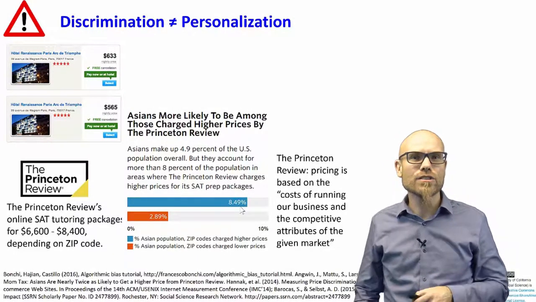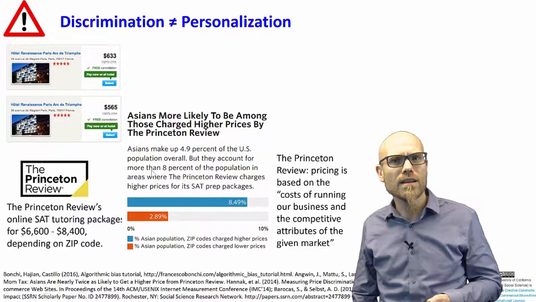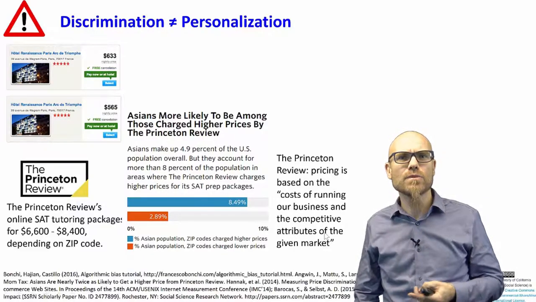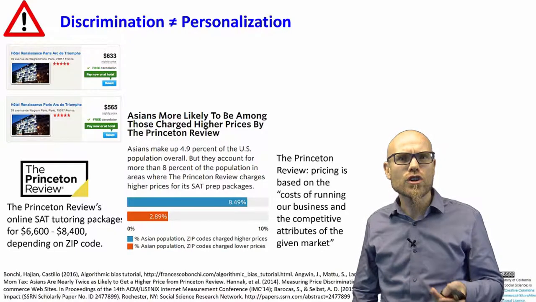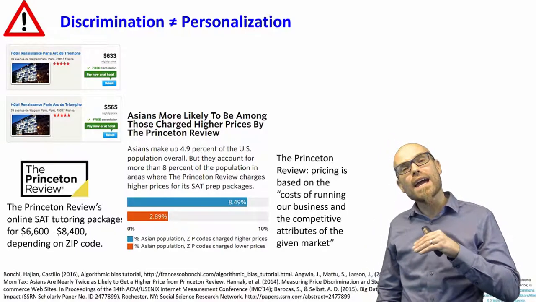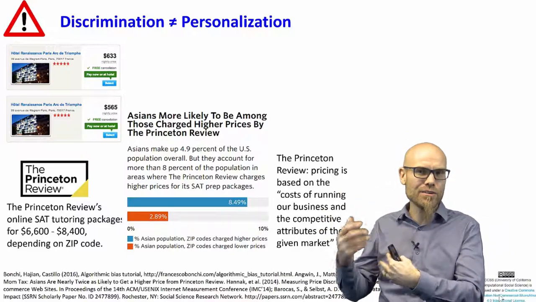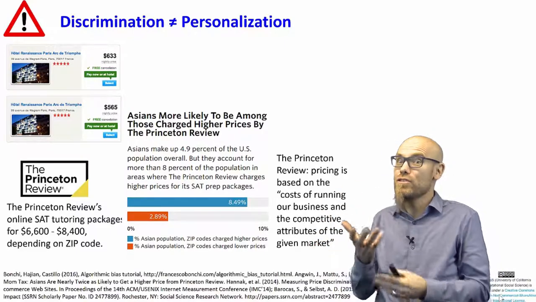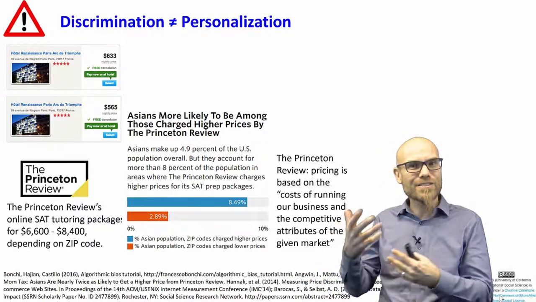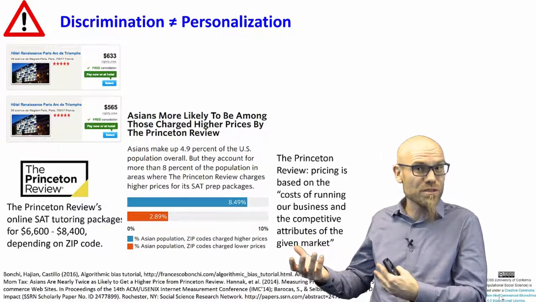Well, the explanation is right here on the sheet. It says Asians make up about 5% of the US population overall, but they account for more than 8% of the population in areas where the Princeton Review charges higher prices for their SAT packages. So actually Asians just happen to live in more expensive areas. But if you look at it the other way around, it turns out that Asians pay more. Well, do they discriminate against Asians? No, it was unintentional. They discriminated according to zip codes, but Asians happen to live in these zip codes. But then it turns out you discriminate against Asians, don't you? Do you? How could you prove it?